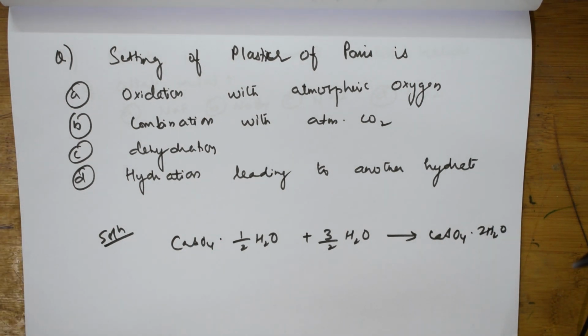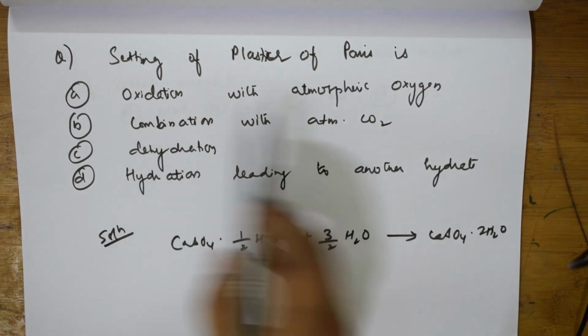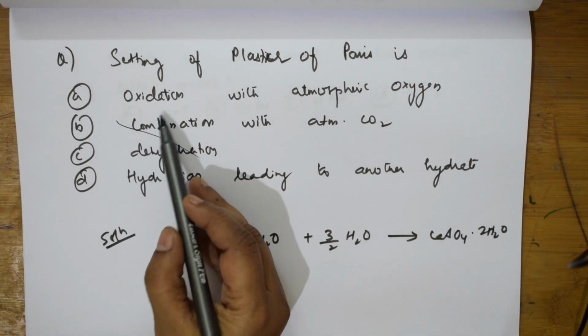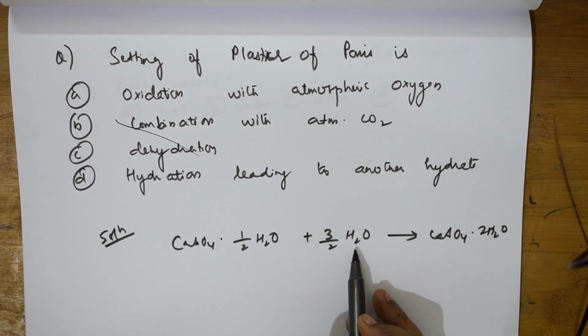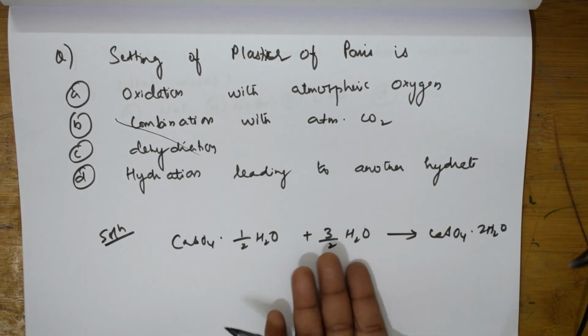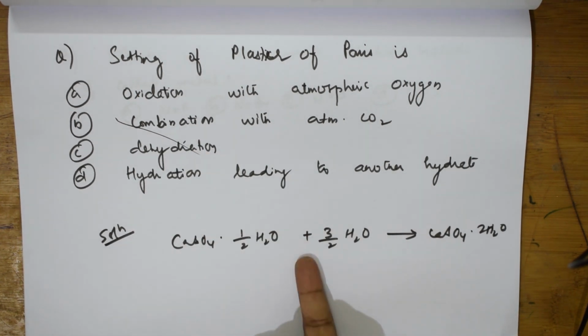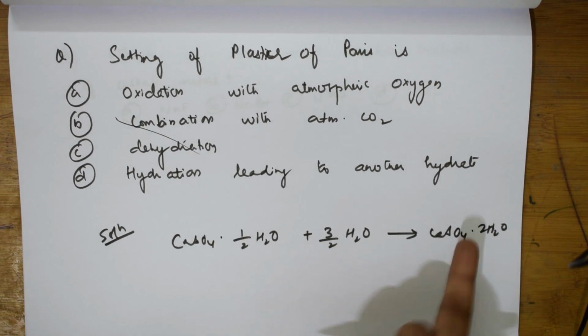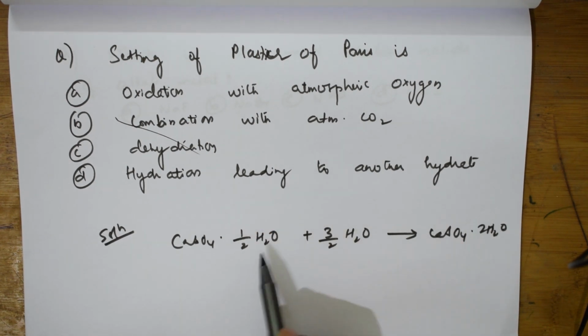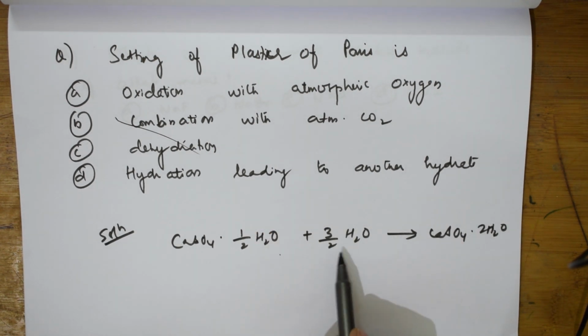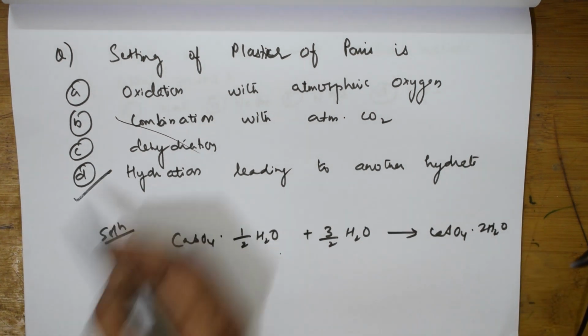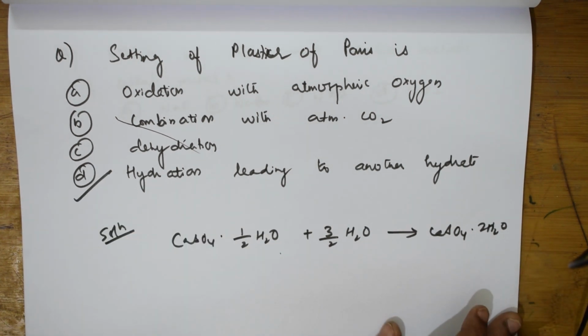So here, what are they asking? Setting of plaster of Paris, right? Is it oxidation? No. Combination with atmospheric carbon dioxide? No. Dehydration? No. It is hydration leading to another hydrate, right? So it is a hydration, addition of water to form another hydrate. So the correct option is D. That's it, isn't it? Simple.